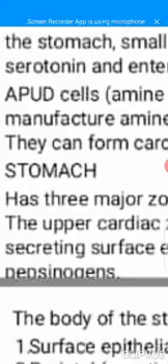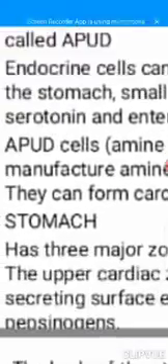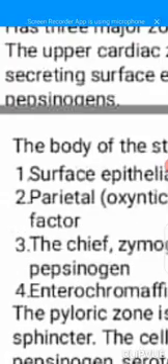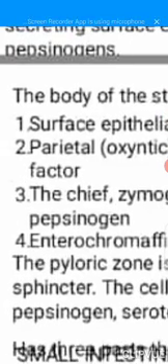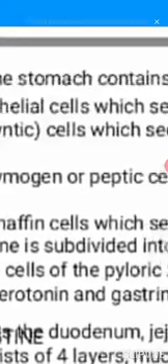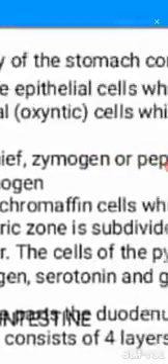Now, all right, so with this foundation, we can quickly go into the cells of the stomach. There are four of them. We have the epithelial cell, which produces mucus, or the mucus secreting cell. We have the parietal cells, which are also called the oxyntic cells. We have the chief cells, which are also called the zymogen cells or peptic cells. Then we have the enterochromaffin cells.